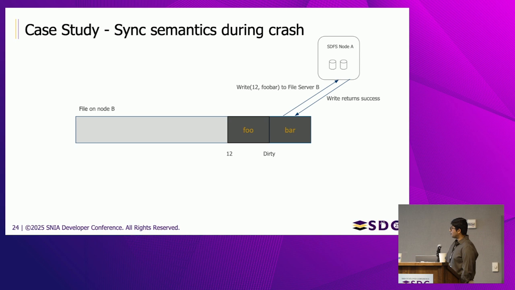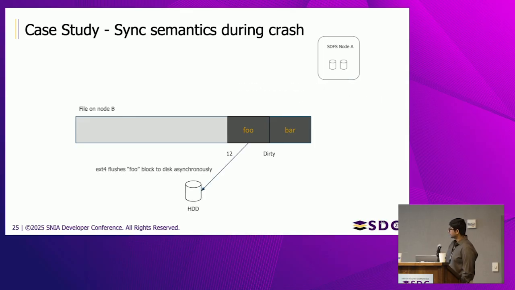But let's look at what can happen during a crash. So a client writes the same foobar to offset 12, to node A, and node A redirects that to file server B. And obviously, the write returns success once we write it to the ext4 buffer. So we have foo and bar in ext4 buffers, and ext4 marks this buffer as dirty to flush to disk whenever it wants to. And so ext4, say, flushes foo to the disk asynchronously. And note again that node A is completely unaware of all this. This is all happening on node B.